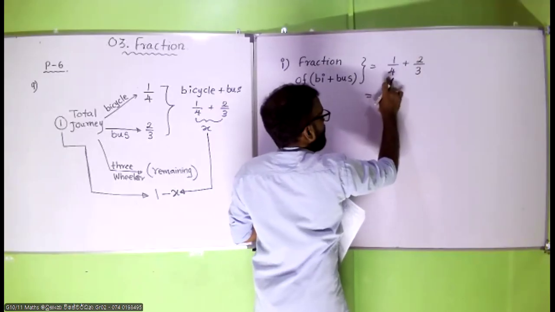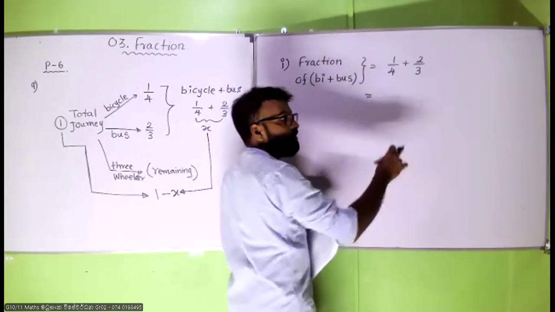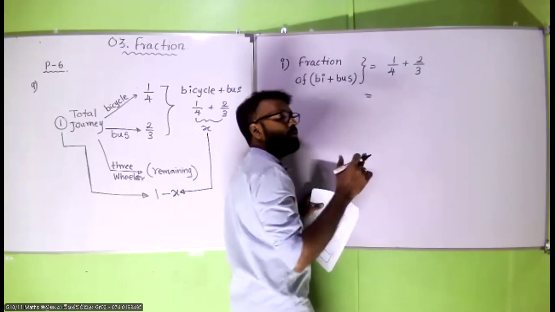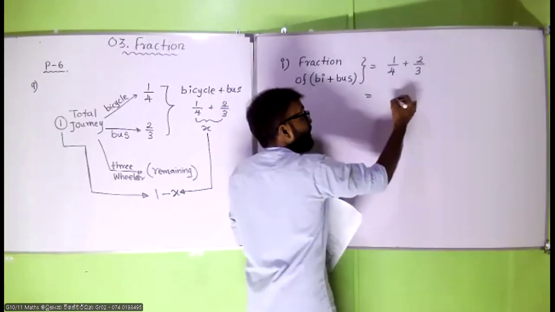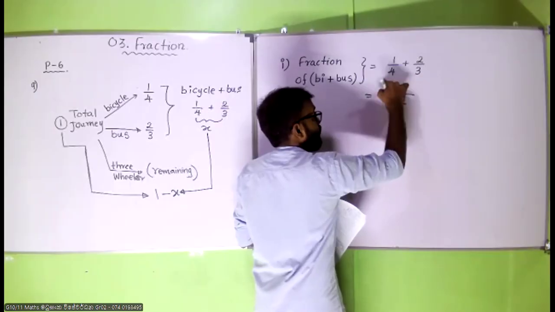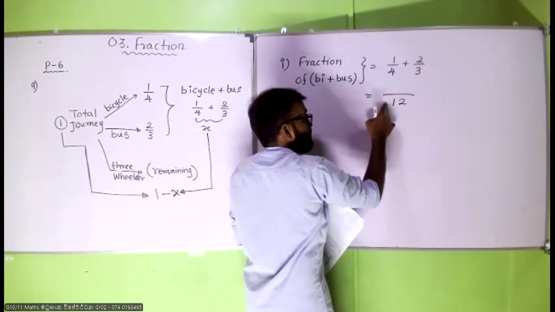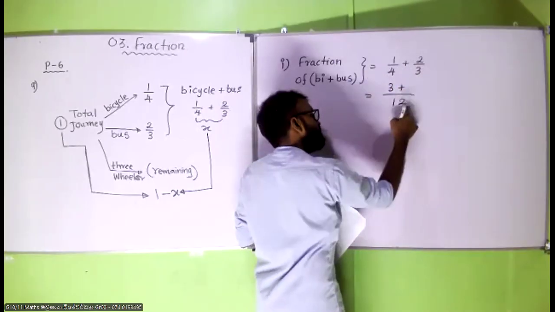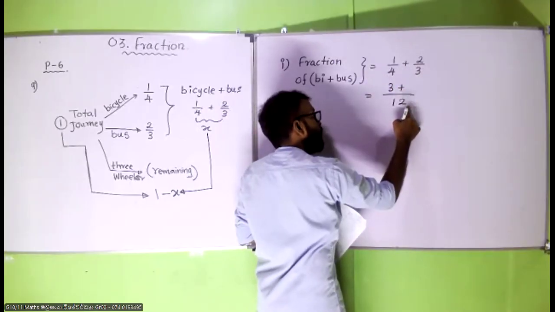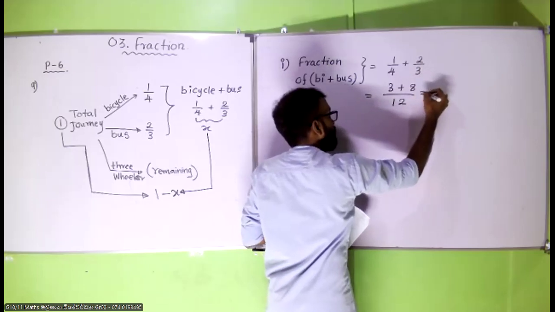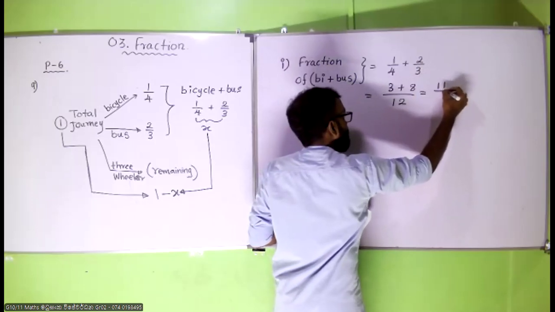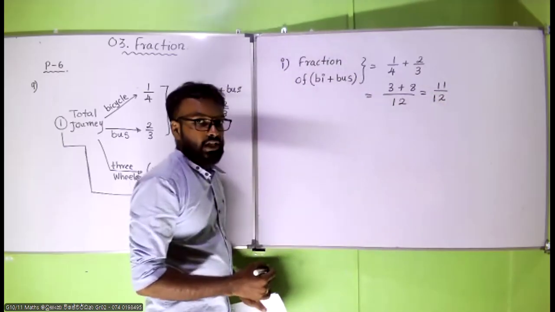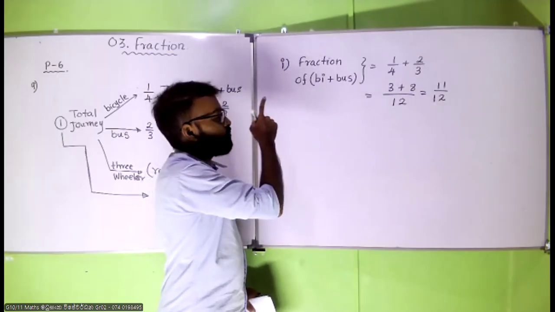So, again two fractions you have to add. 4 is not a multiple of 3, 3 is not a multiple of 4, and 4 and 3 do not have any common factors, so the denominator is 12. 4 times 3 is 12. How many 4s are there in 12? 3. 3 times 1 is 3. Plus, how many 3s are there in 12? 4. 4 times 2 is 8. So the fraction is 11/12. So 11/12 of the journey has been traveled by bicycle and bus.